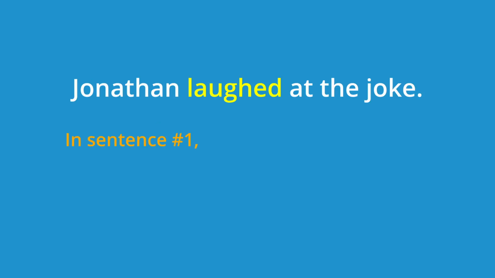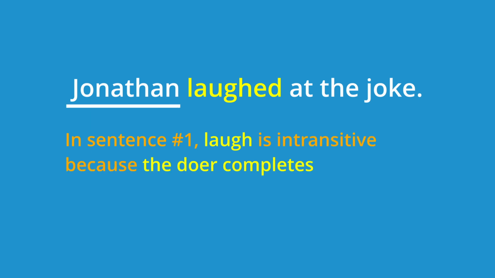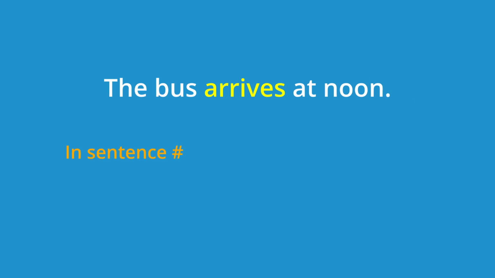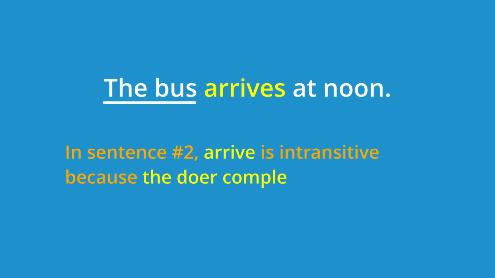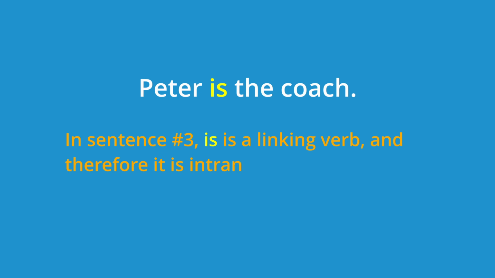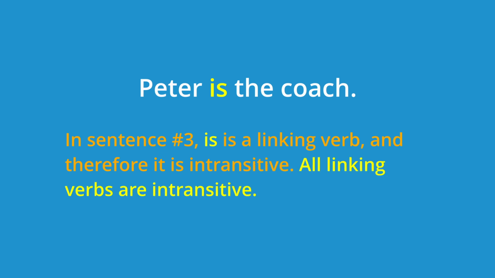In sentence number 1, laugh is intransitive because the doer completes the action. It's not transferred to the receiver. Jonathan laughed at the joke. In sentence number 2, arrive is also intransitive because the doer completes the action. In sentence number 3, is a linking verb and therefore it is intransitive. All linking verbs are intransitive.